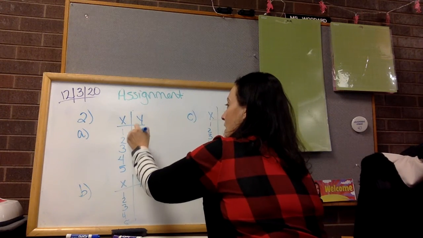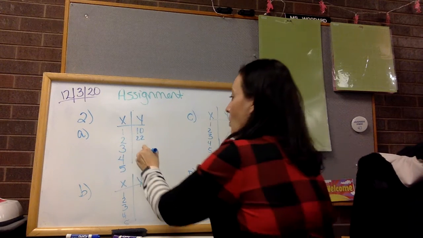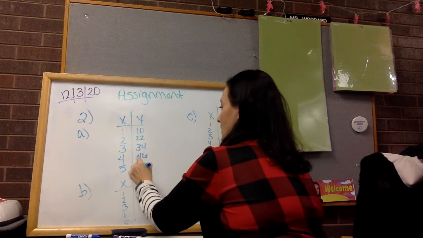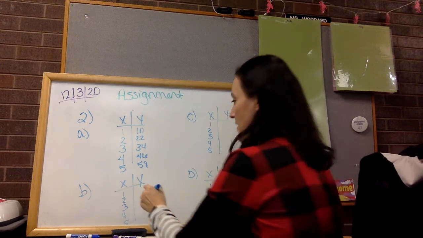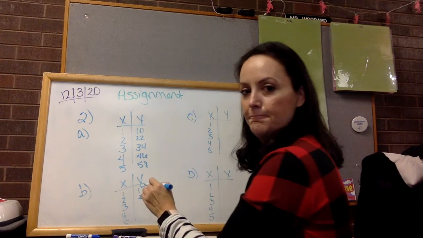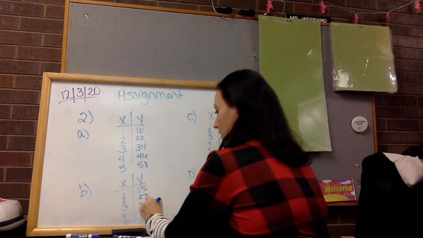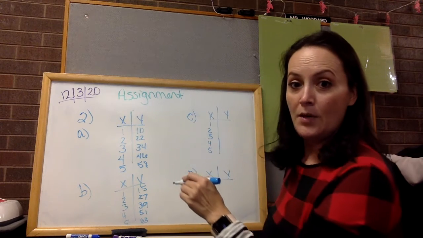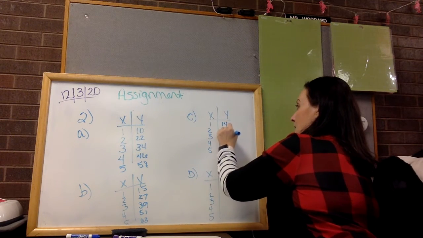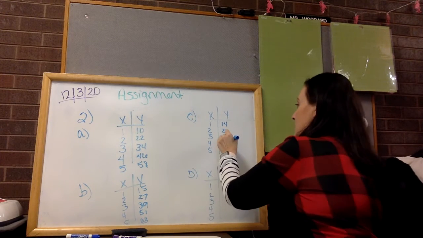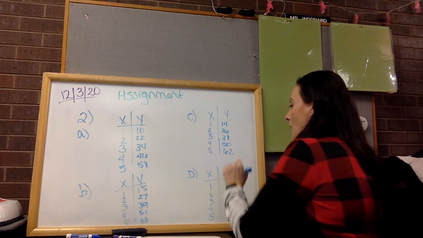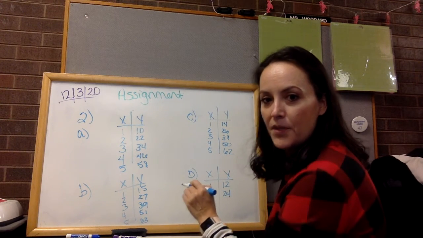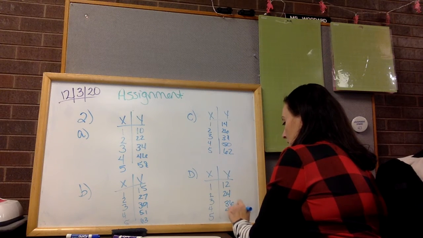Now we have this one goes 10, 22, 34, 46, 58. And then the B part goes 15, 27, 39, 51, 63. And then the C one goes 14, 26, 38, 50, 62. And then the D goes 12, 24, 36, 48, 60.